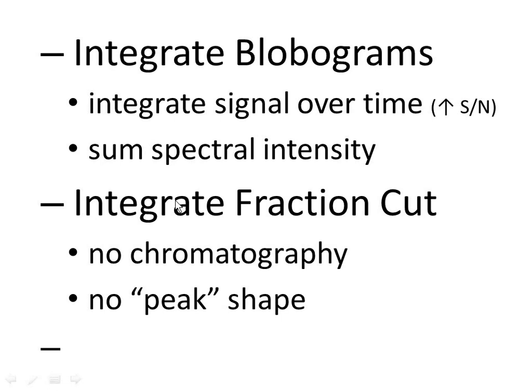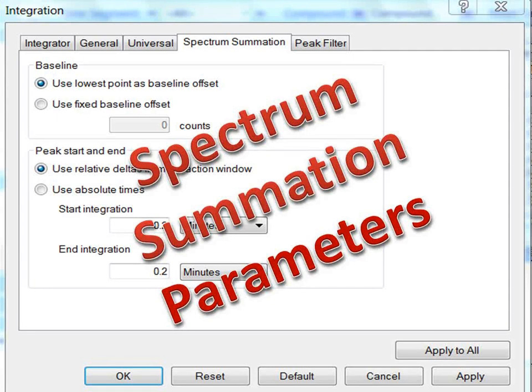Another use of the spectrum summation is to integrate a fraction cut. An example of that would be in GC, where you have hydrocarbon fractions in the petroleum industry. Another case where there's no peak shape could be flow injection analysis in LC, where you're injecting very quickly with little or no chromatography. Walk through the spectrum summation parameters.